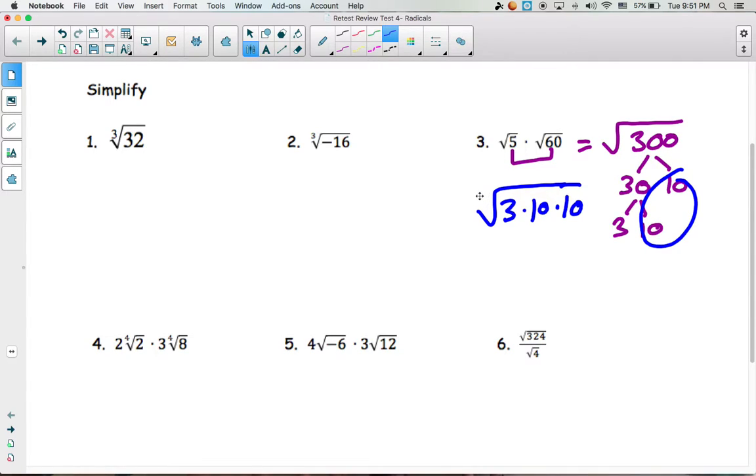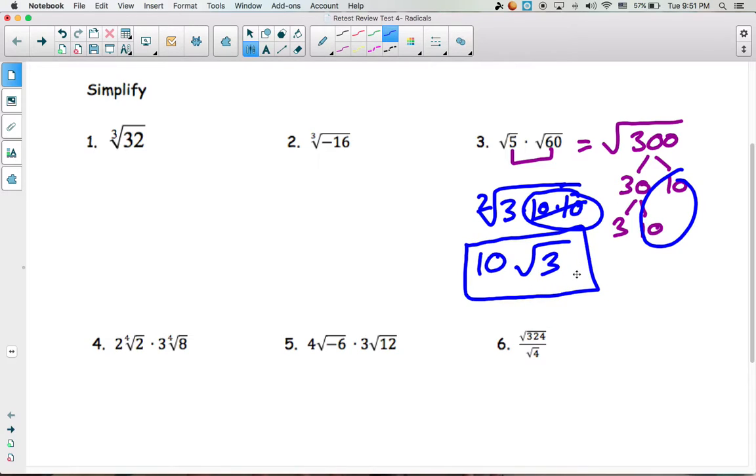And on a square root, the index is a 2. So as long as I have two of the same number, that number can leave the radical. So the 10 drops out and the 3 will stay home. So my answer will be 10 square root 3.